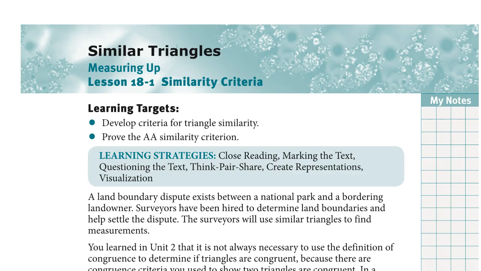This video is for lesson 18-1, Similarity Criteria. We're starting an activity about similar triangles, and the learning goals are to develop criteria for determining if triangles are similar, and also to prove one of the criteria called AA, or angle-angle.